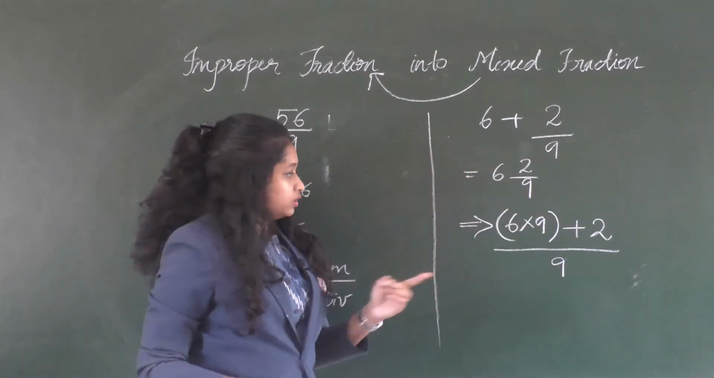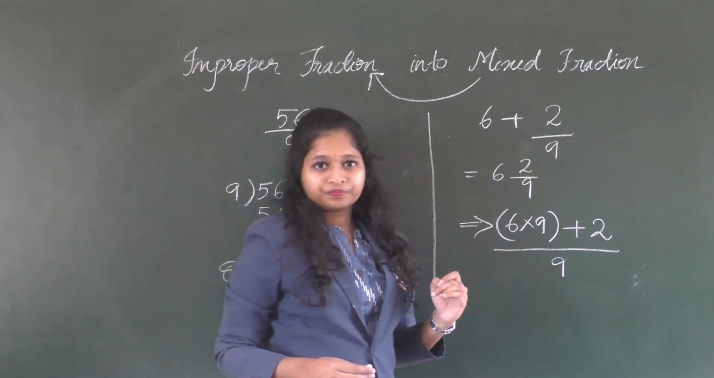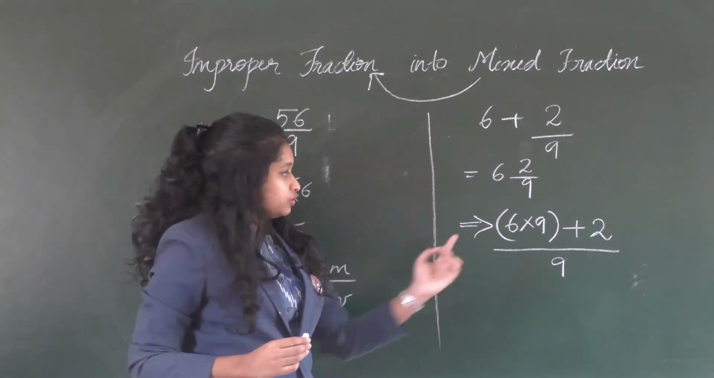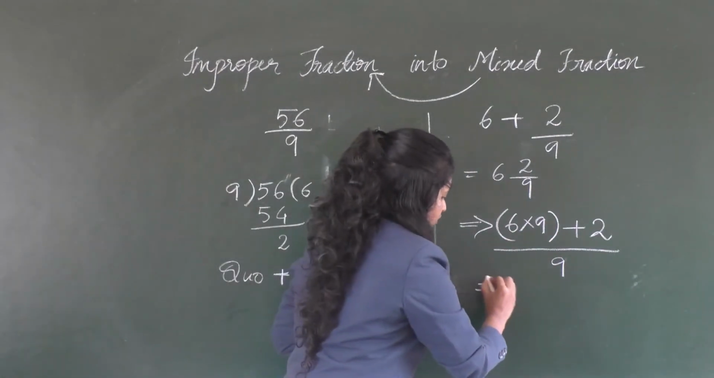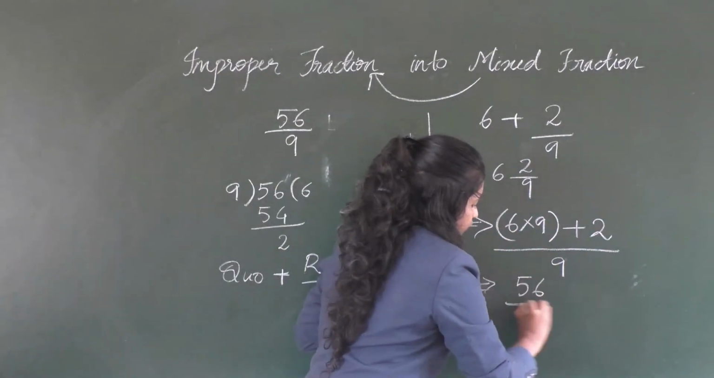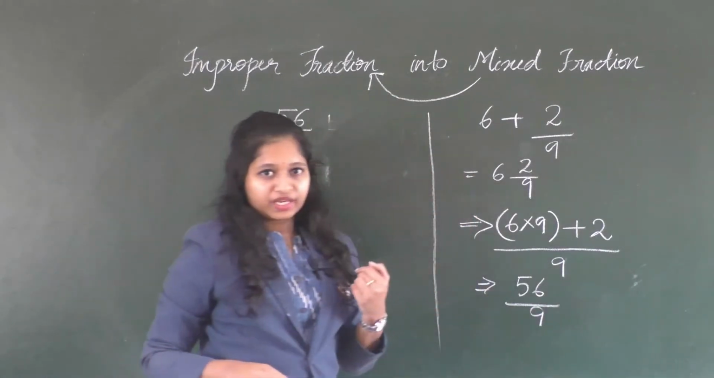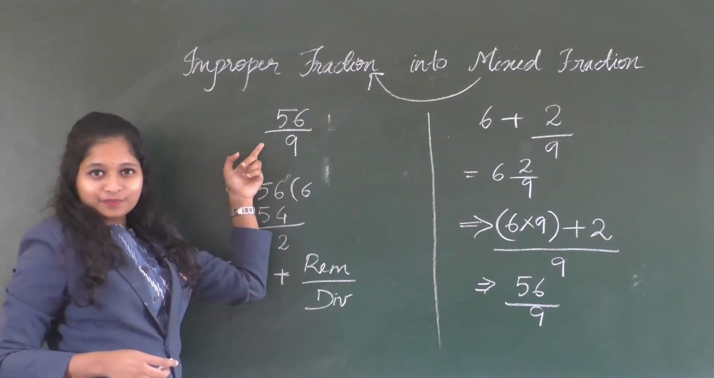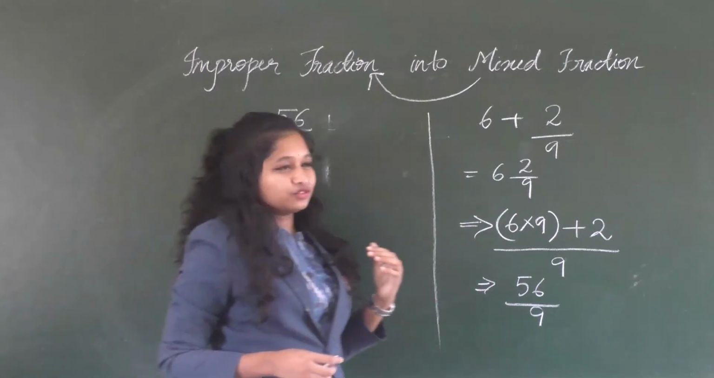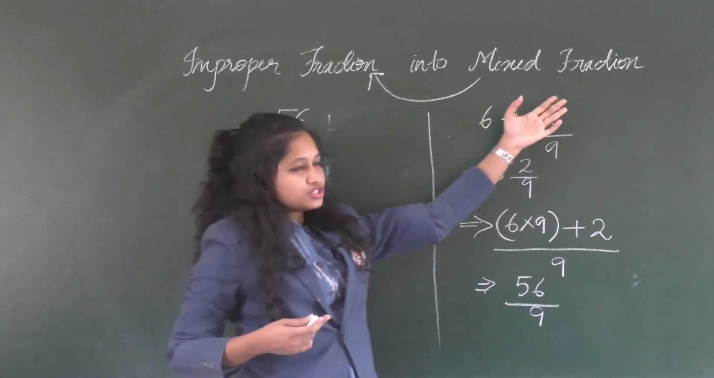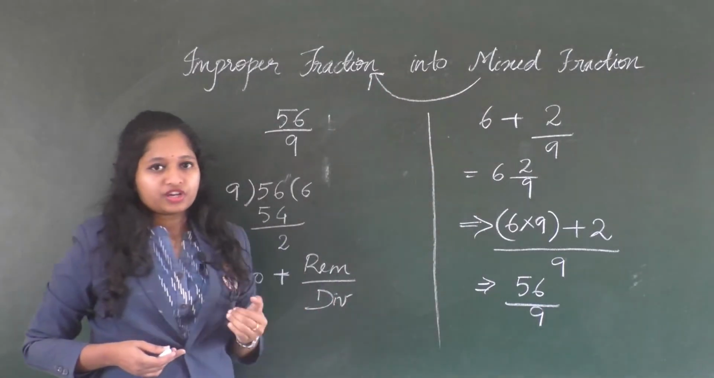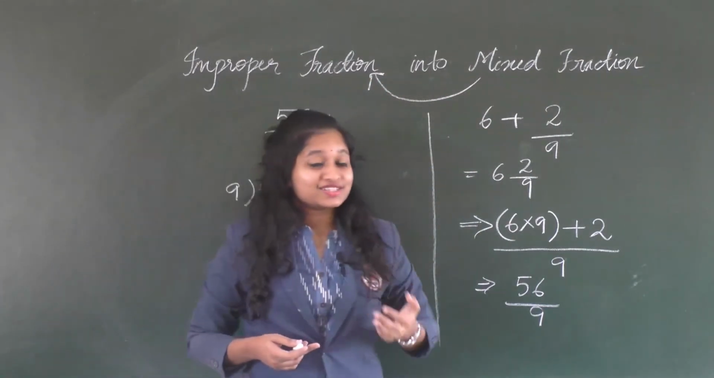Okay. So 6 into 9 is 54. 54 plus 2 is 56. So we get 56 by 9. Is that the same? Yes. So we have converted an improper fraction to a mixed fraction and a mixed fraction into an improper fraction. Okay. Did you all understand?